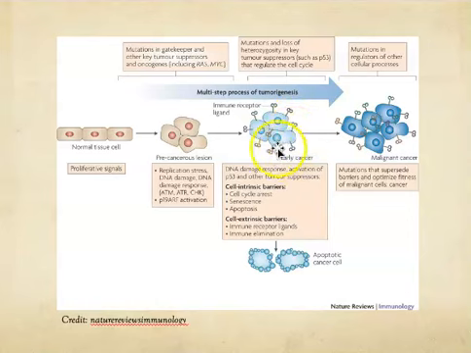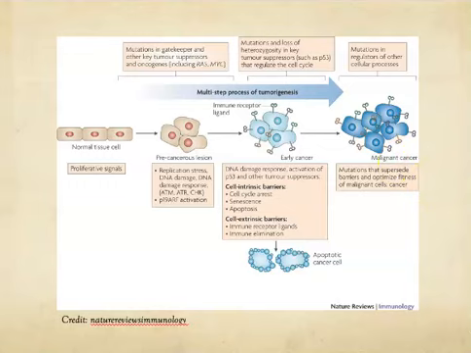The artist has drawn in some surface molecules. These might be proteins or glycoproteins or lipoproteins, and they're likely helping these cells to evade the immune system. And finally, a promoted cell is going to go through progression. It's going to gain more and more abnormal traits. It's going to be less and less like the original tissue that it emerged from, and it has now become a cancer.